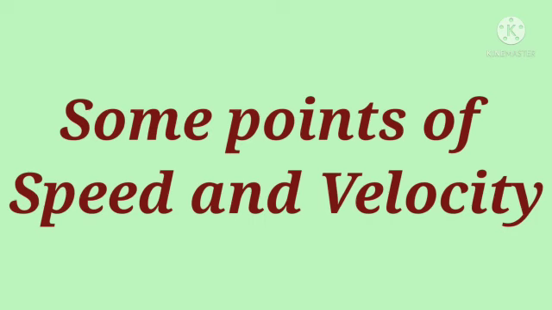Now students, see here some points of speed and velocity. The units of speed and velocity are the same. In the SI system, the unit is meter per second, while in the CGS system, it is centimeter per second. Speed is related to distance, while velocity is related to displacement. If the motion is along a straight line, the values of speed and velocity are the same. Otherwise, they can be different. Velocity is the displacement that occurs in unit time.